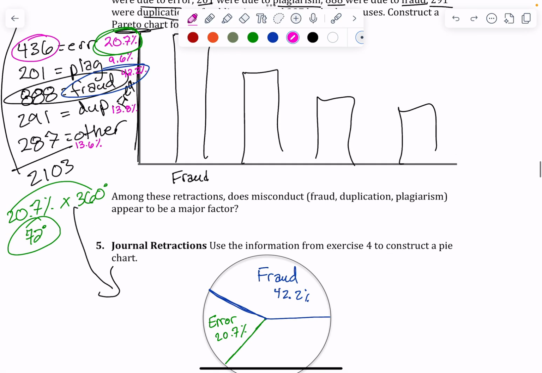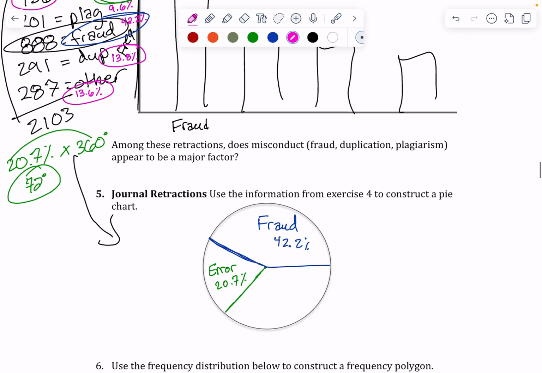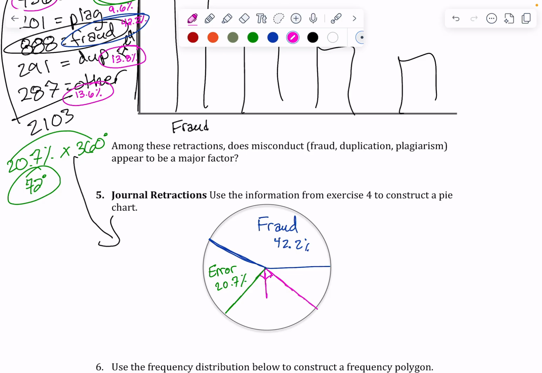Then the next categories are 13.8 and 13.6. I got to do the 13.8 first. So again, this is 25 degrees, okay? And 13 plus 13 is 26, right? So it's going to be about half of that. And this one's going to be slightly larger than that, right? Okay, I'm going to go slightly larger. Something like that, right? So 13.8 goes here, percent.